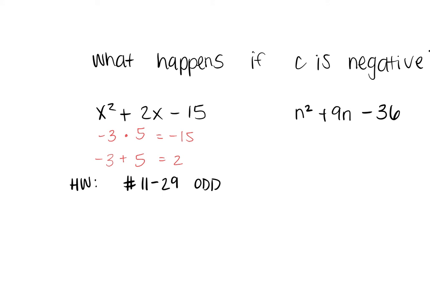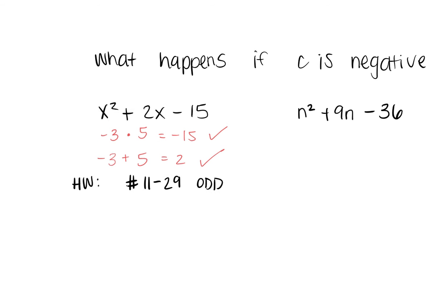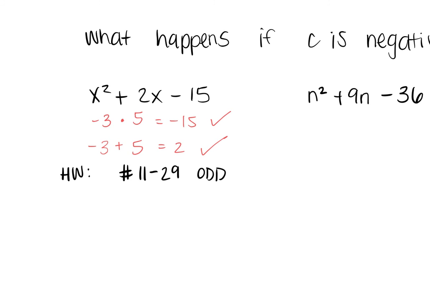What's negative 3 times positive 5? Negative 15, that one works. What's negative 3 plus 5? Do they both work? So let's write it in our factored form. This is going to be x minus 3 times x plus 5.